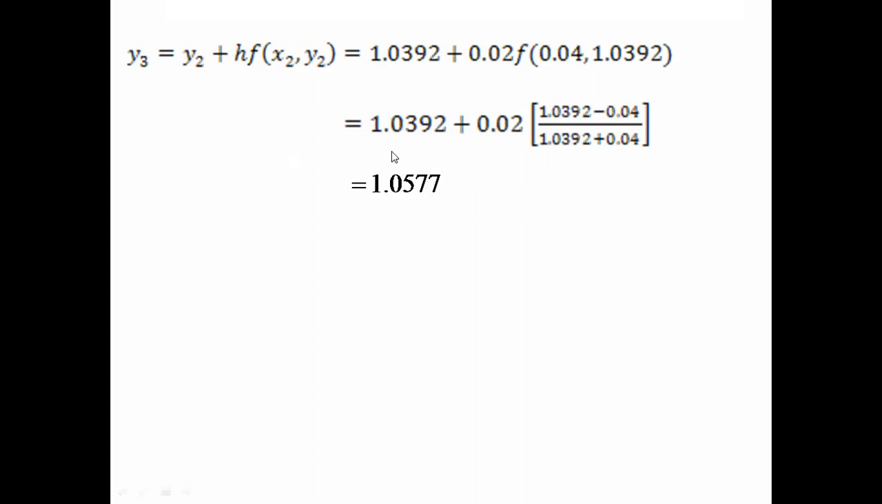Randomly I have written it, whether it is correct or not, I have not checked it. You also do it yourself and see whether the correct answer is there. So this is the value of y3.